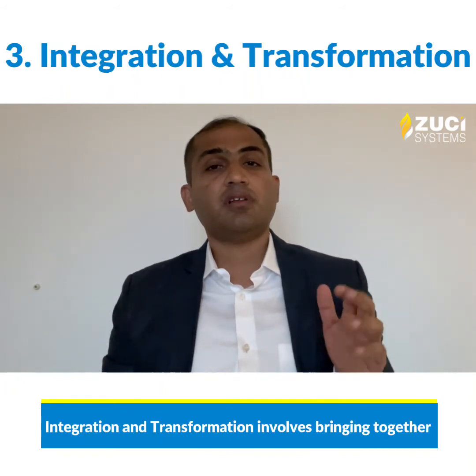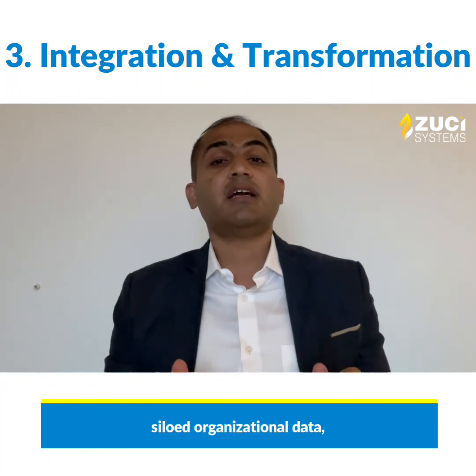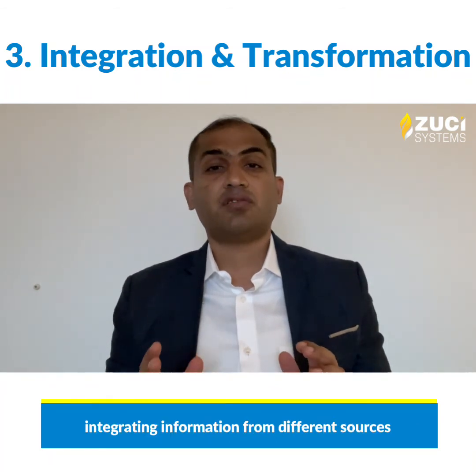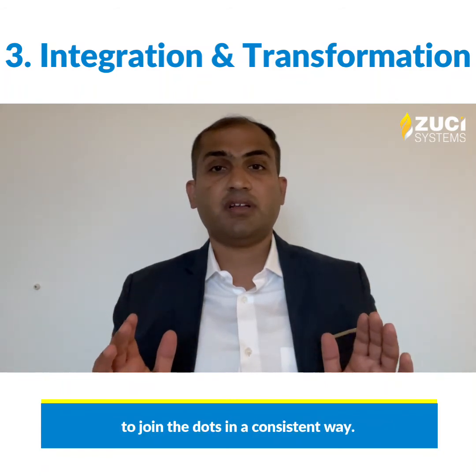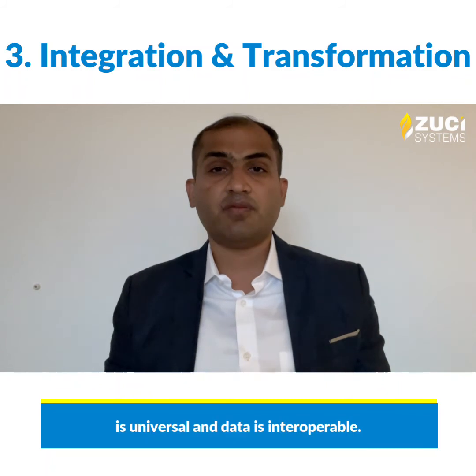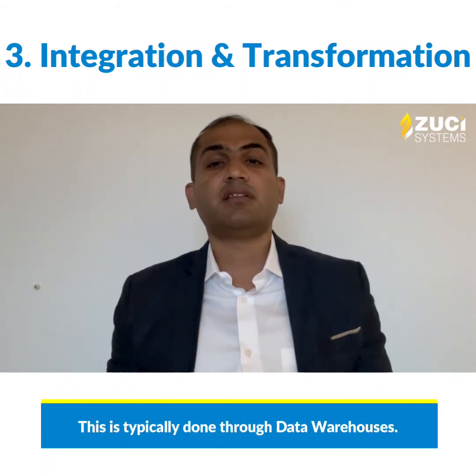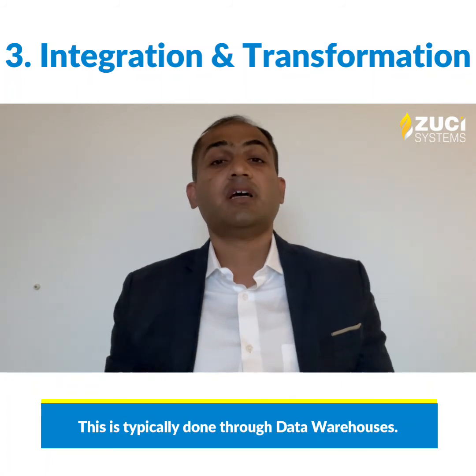Integration and transformation involves bringing together siloed organizational data, integrating information from different sources to join the dots in a consistent way. This ensures an organizational metric is universal and data is interoperable. This is typically done through data warehouses.